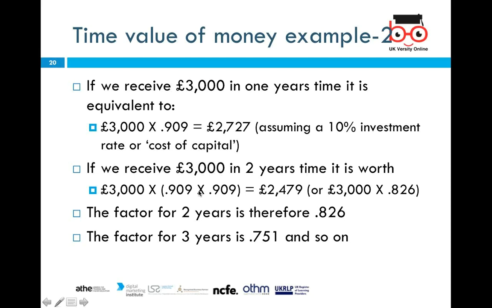If we receive £3,000 in 2 years' time, it will be worth 0.909, that's our discounting factor, because it's 2 years. That's why I multiply 0.909 again. That's 2,479. And then the factor for 2 years is therefore 0.826, and the factor for 3 years is 0.75. If it is 0.909 multiplied by 0.909 multiplied by 0.909, the discounting factor when multiplied will come to 0.751.